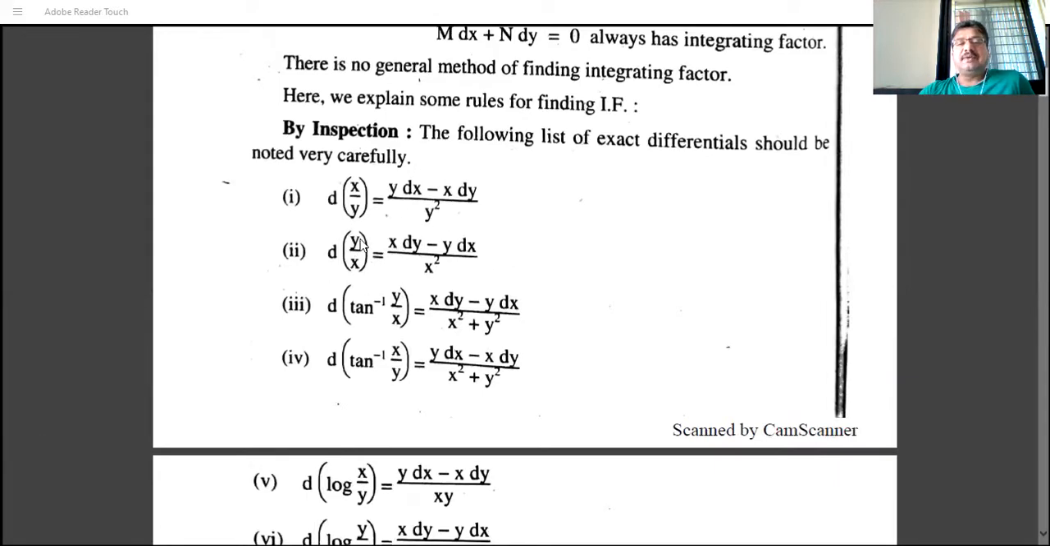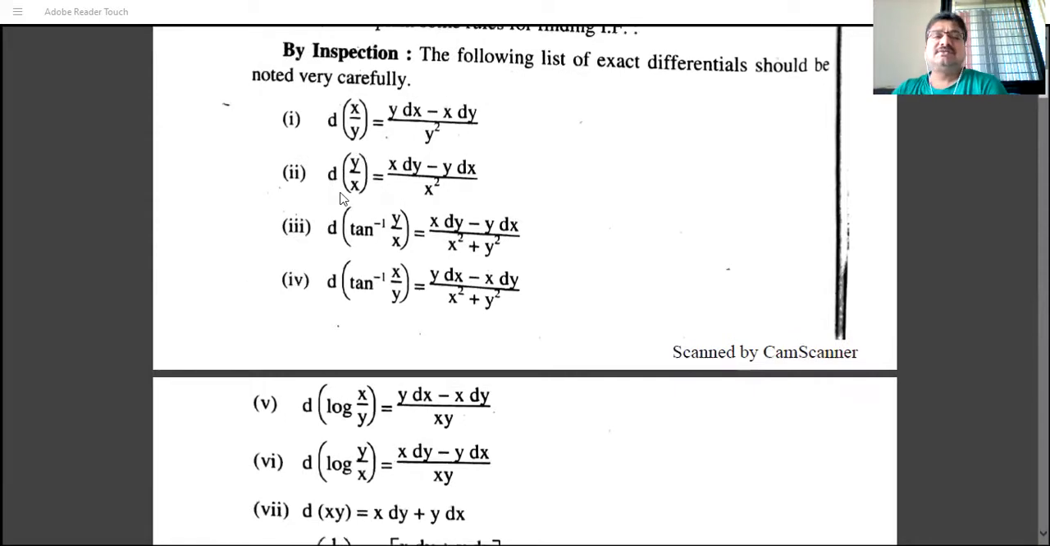So the derivative of x by y is (y dx minus x dy) divided by y square, by the u by v rule. We know the u by v rule: v times derivative of u minus u times derivative of v, divided by v square. Here u is x and v is y, so dx times y minus x times dy, divided by y square. Similarly, for y by x: v means x, times dy, minus y dx, divided by v square, that is x square.